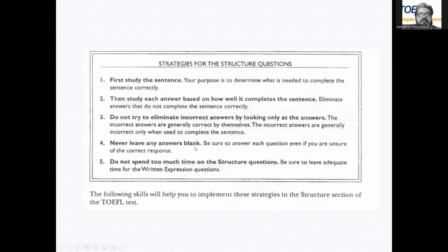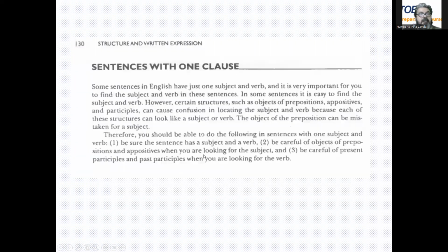Again, never leave any answers blank. Be sure to answer this question even if you're unsure of the correct response. Remember, there's no penalty for guessing. And do not spend too much time on the structured questions. Be sure to leave adequate time for the written expressions questions at the end. Okay, so the following skills will help you implement these strategies in the structure section of the test.